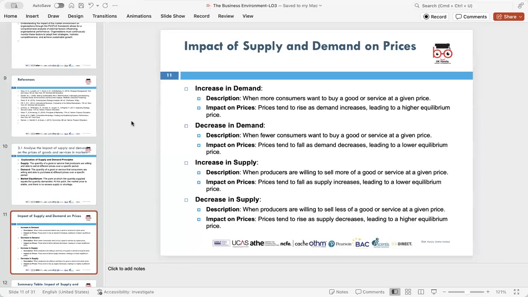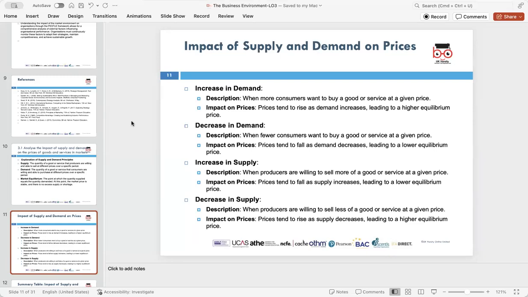Changes in supply. An increase in supply occurs when producers are willing to sell more of a good or service at a given price. Impact on prices: as supply increases, prices tend to fall, leading to a lower equilibrium price.